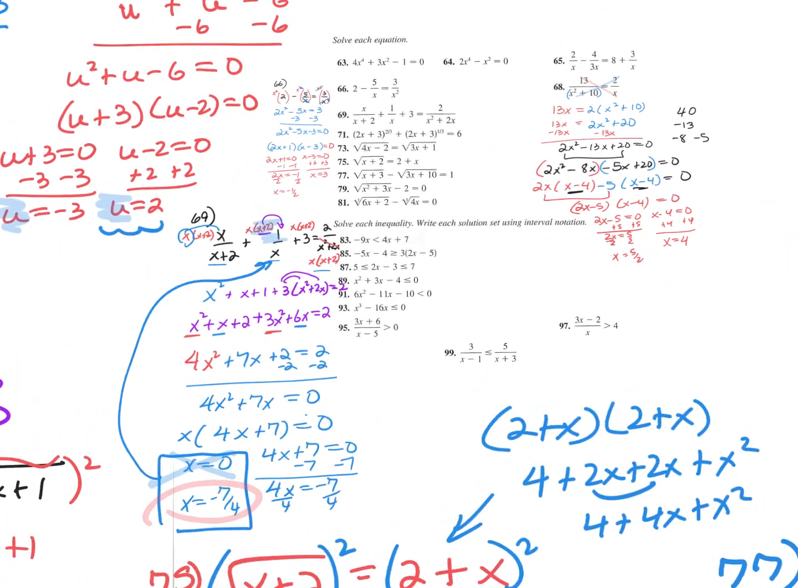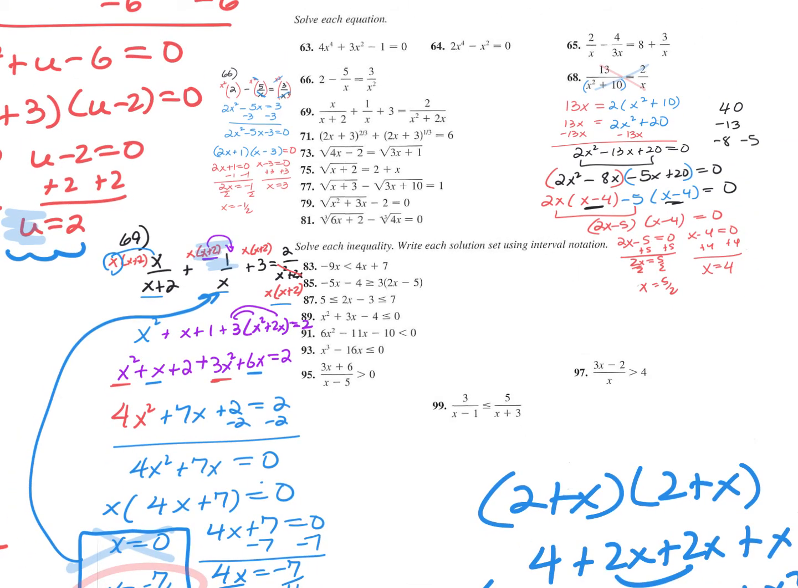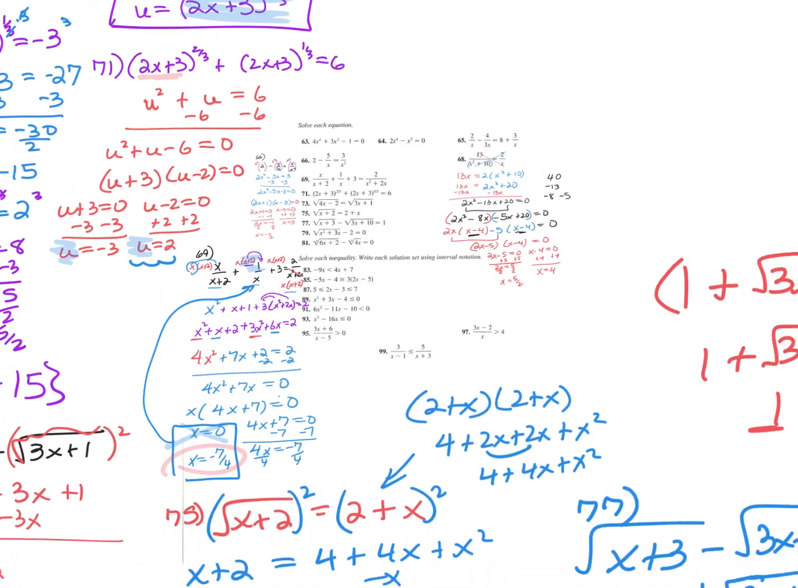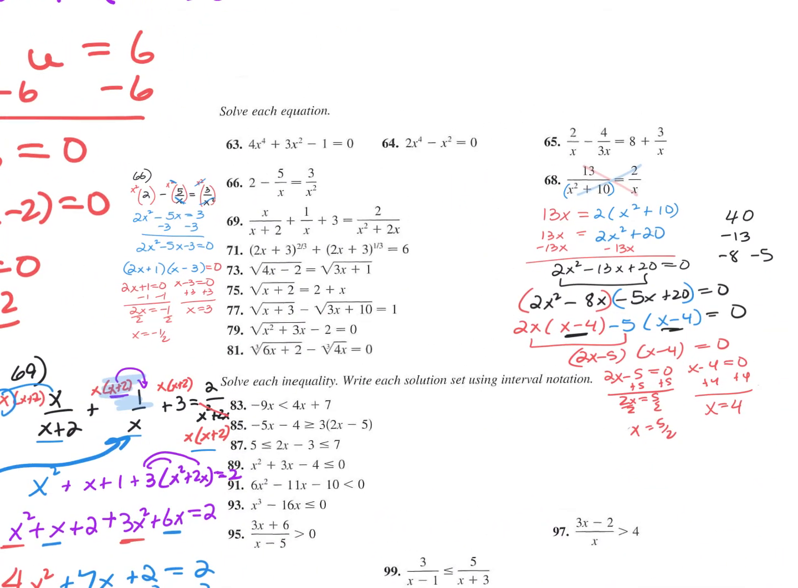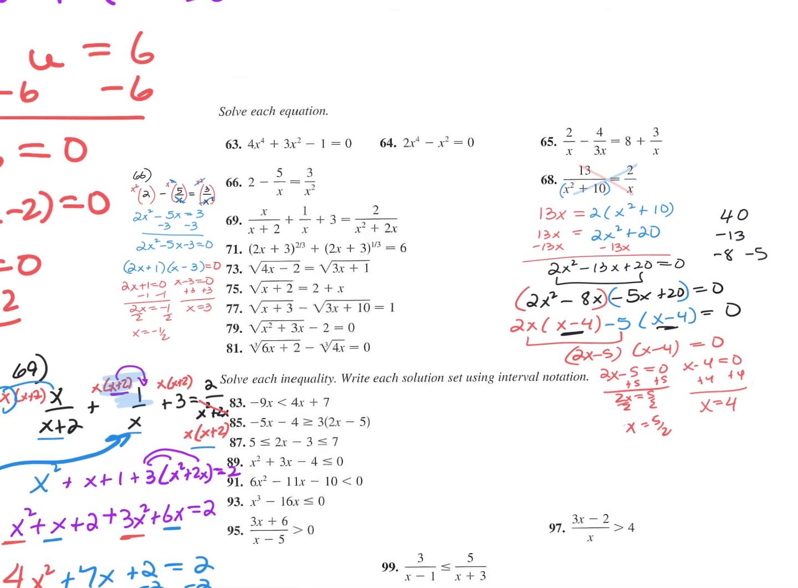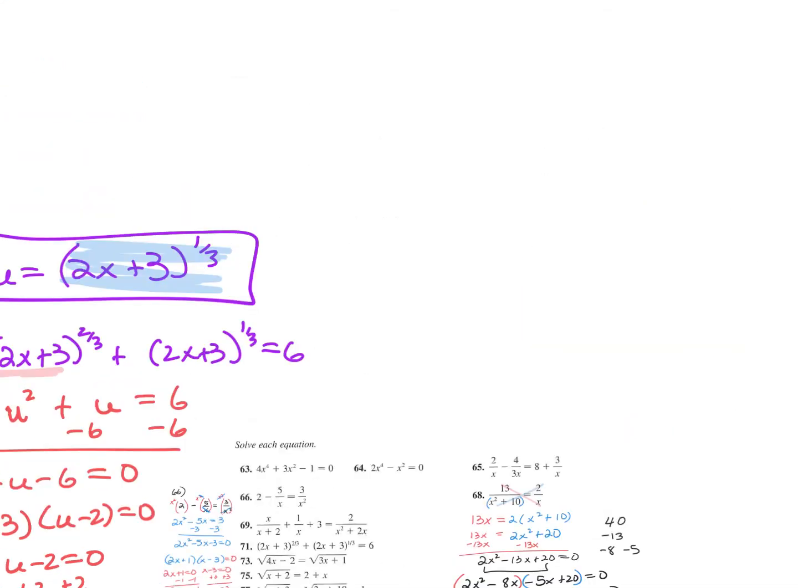All right, next one is number 79. Can I ask a question? Yes. Earlier on, 67. Did I do 67? Yeah, on this one or a different page? Different page.